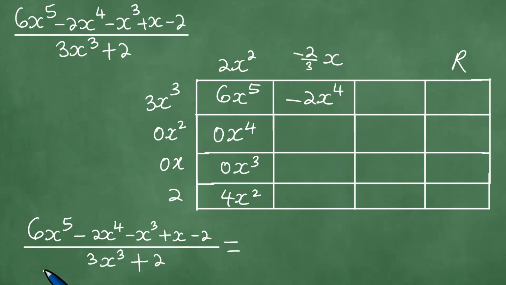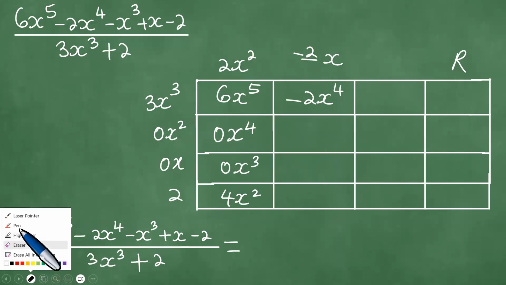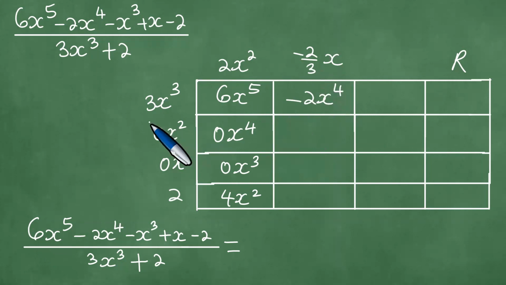You multiply accordingly here with ease. Obviously, we perform multiplication, it's necessary. So if you multiply 3x cubed by minus 2 over 3x, you get minus 2x to the 4th power. You multiply 0x squared by minus 2 over 3x, you get 0x cubed. You multiply 0x by this, you get 0x squared. You multiply 2 by that, you get minus 4 over 3x.